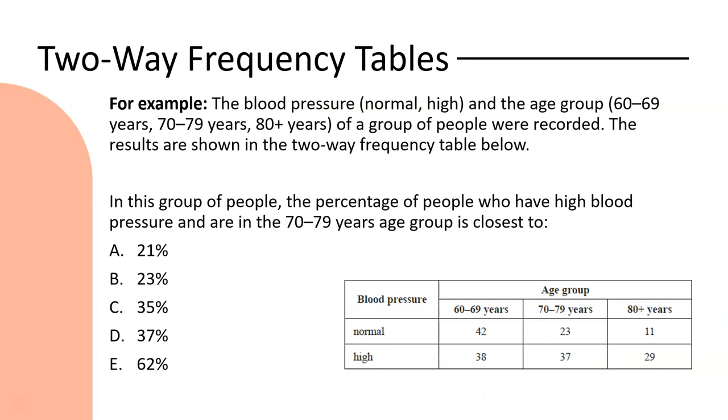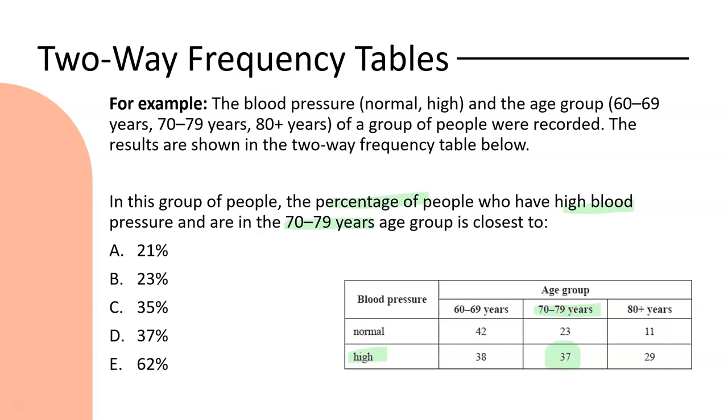Here we have another example. The blood pressure, normal or high, and the age group, 60 to 69, 70 to 79, and 80 plus years, of a group of people were recorded. The results are shown in the two-way frequency table below. In this group of people, the percentage of people who have a high blood pressure and are in the 70 to 79 years age group is closest to. Something to note here is that our table is given as raw data values, not a percentage frequency table. So when we are looking at our crossover, our group, 37, that is 37 people, not 37% of people.